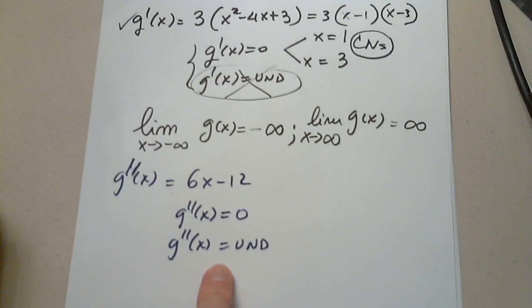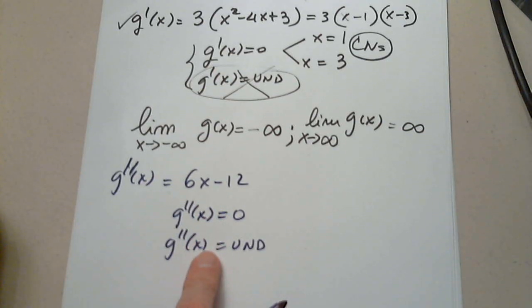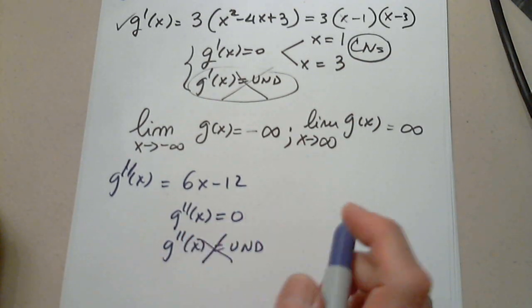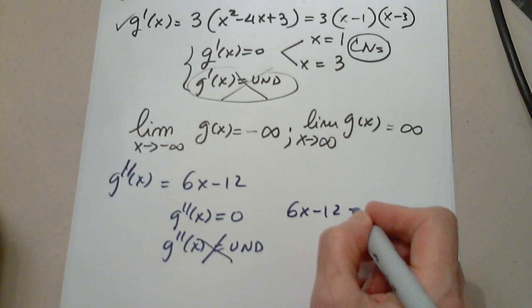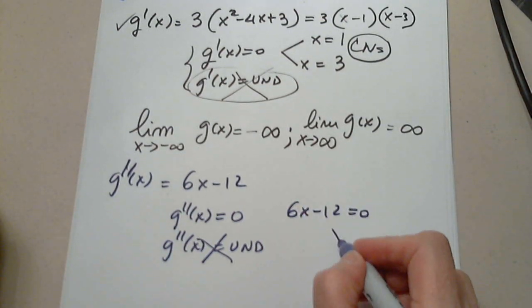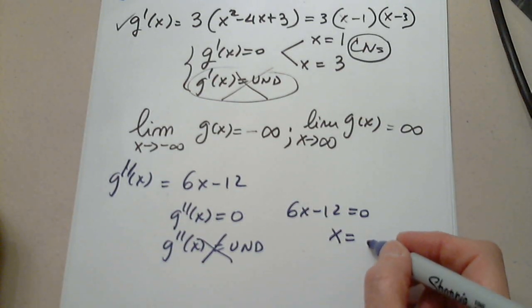Is this possible for this function? Can this be undefined? No, it's a polynomial function. G double prime equals 0, 6x minus 12 equals 0, and we move 12, it becomes positive, we divide by 6, and we get x equals 2. That's it.